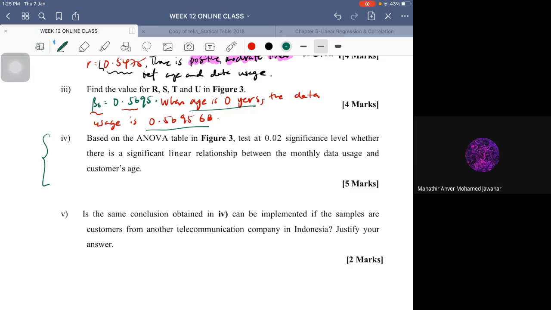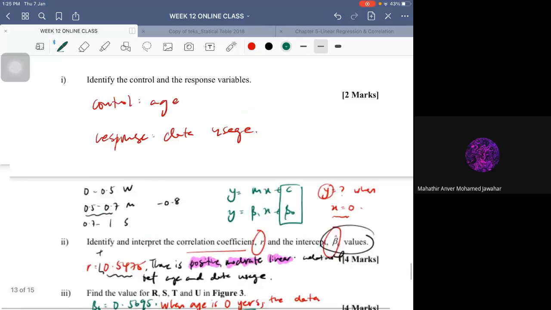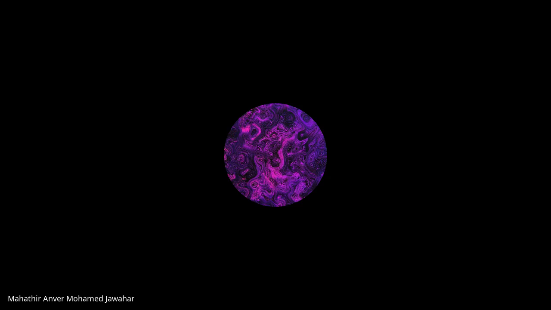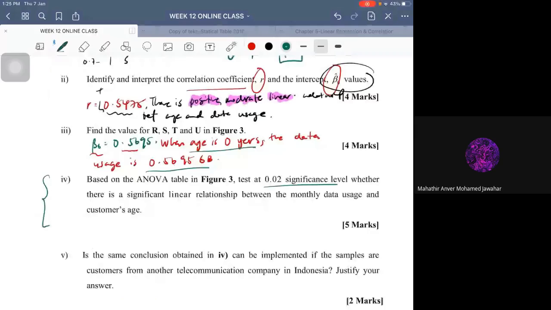So based on the ANOVA table in figure number 3, so this is my figure number 3. The question asks you to refer to this particular bit, which is the ANOVA table. Test at 0.02 significant level. So my alpha value is 0.02. Is there a significant linear relationship between monthly data usage and customers' age?